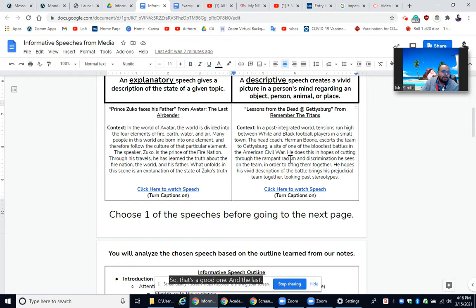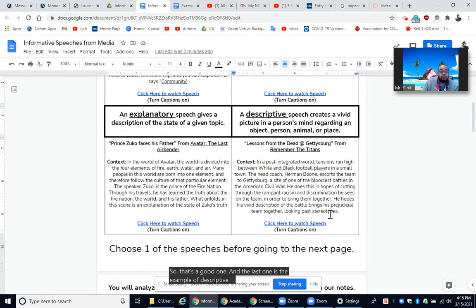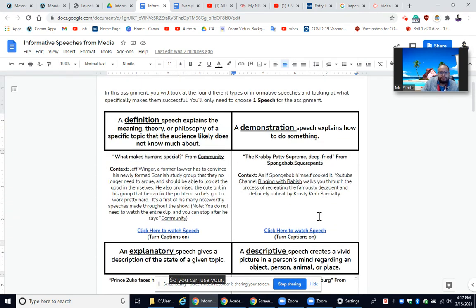And the last one, the example descriptive speech, is going to be the Gettysburg speech from Remember the Titans. So Coach Boone takes them to where they fought the Battle of Gettysburg, and he gives a great descriptive speech that really shows them it doesn't matter if they like each other, but they will respect each other because they're fighting the same fight that they fought during the Civil War. So you're just choosing one of these speeches.